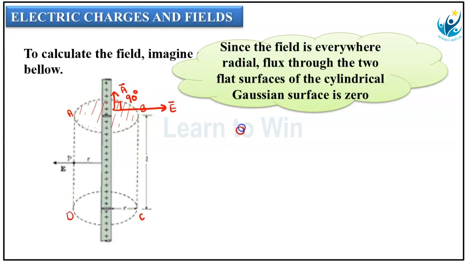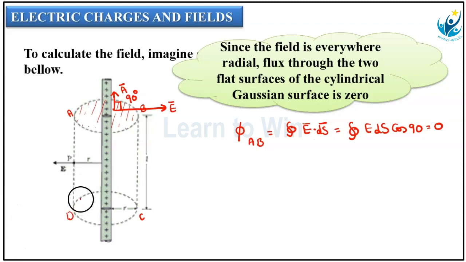Now, flux through AB surface is equal to closed integral E bar dot ds bar. ds is area of this flat surface, which is equal to integral E ds cos theta. What is the angle between area vector and electric field? 90 degrees. Cos 90. Cos 90 is 0. That means flux through AB surface is also equal to 0.